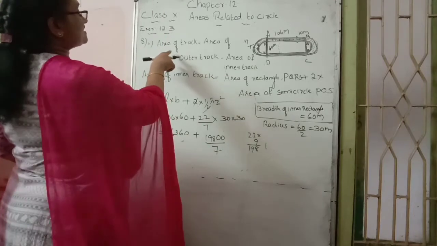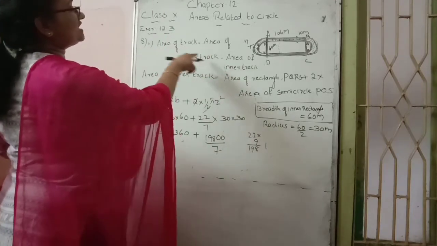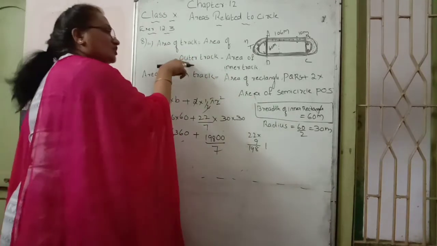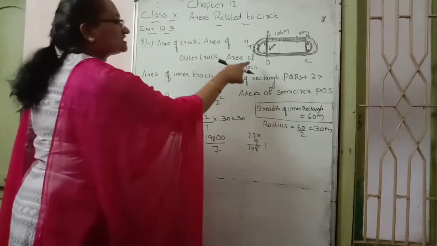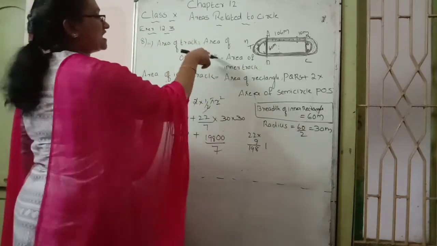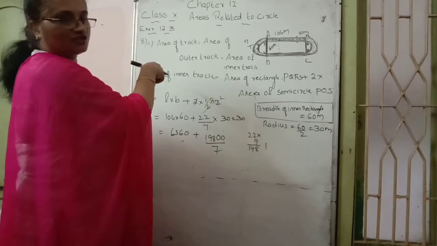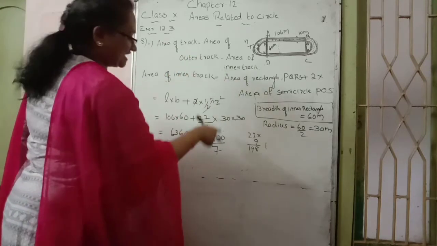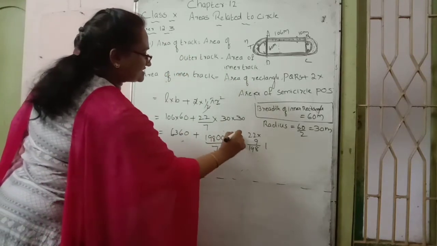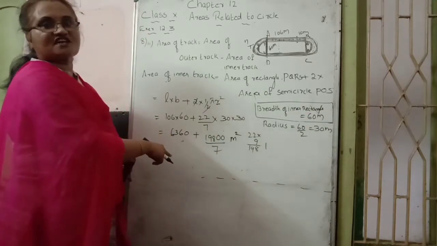Then what is our second part? How to get the area of the track? The area of the outer track is subtracted with the area of the inner track. The outer track area we already got just before, substitute that value, minus the area of the inner track, which is our inner track area.